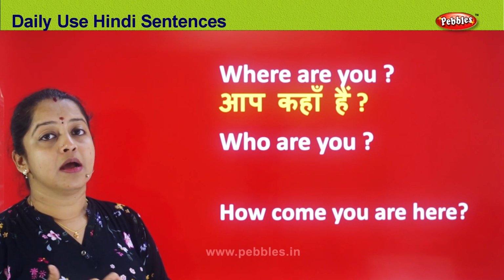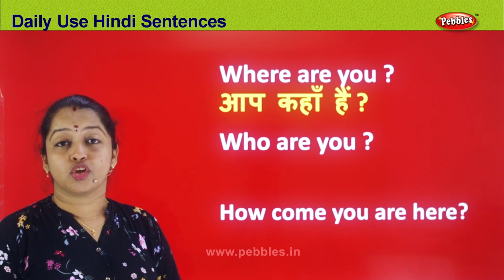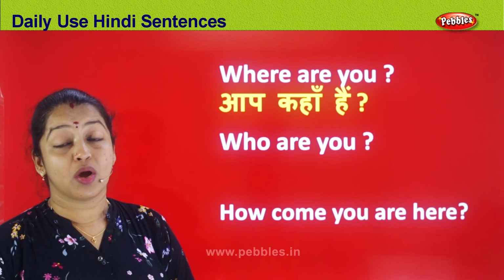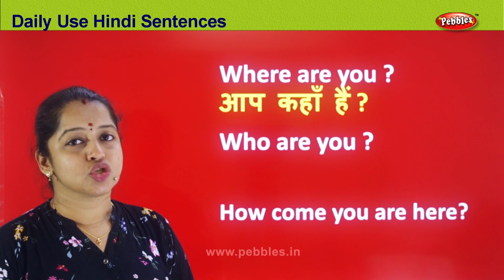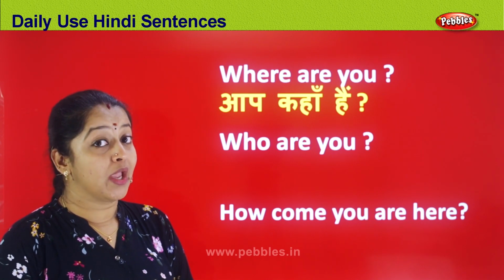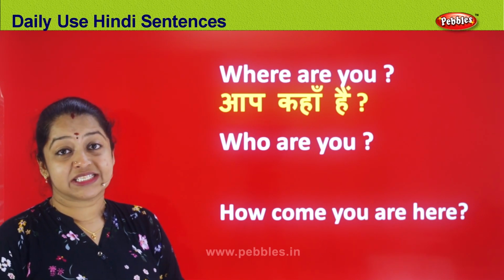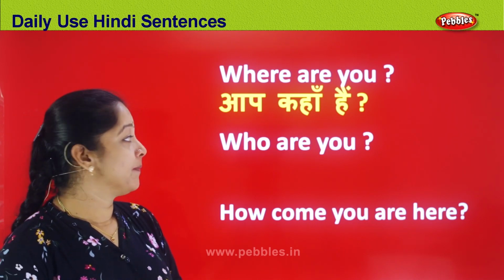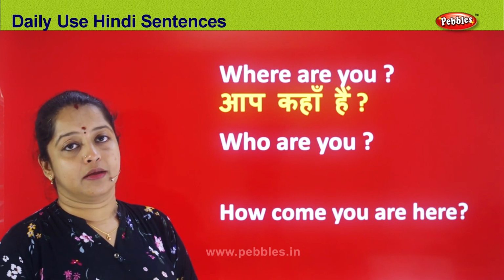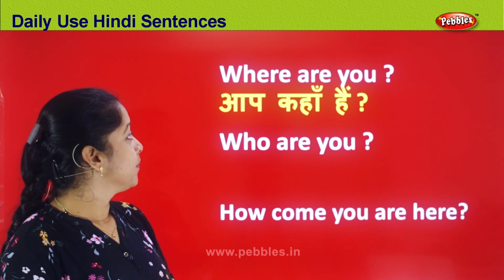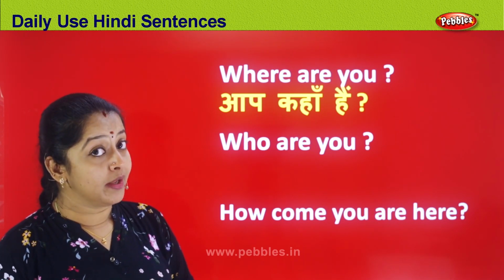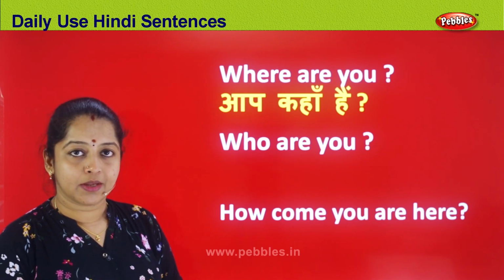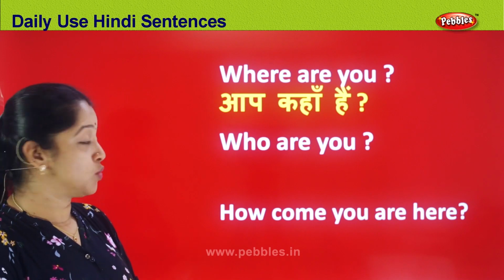आप कहाँ हैं? Now assume that you are calling out for your colleague and he has not reached the place. So how are you going to say that? Where are you? Say for example, if I say Satish, where are you? So I will be saying, Satish, आप कहाँ हैं? So आप means you and कहाँ means where and हैं. आप कहाँ हैं? Okay.